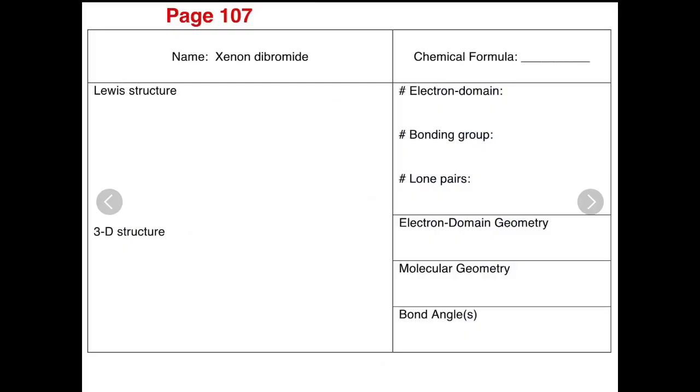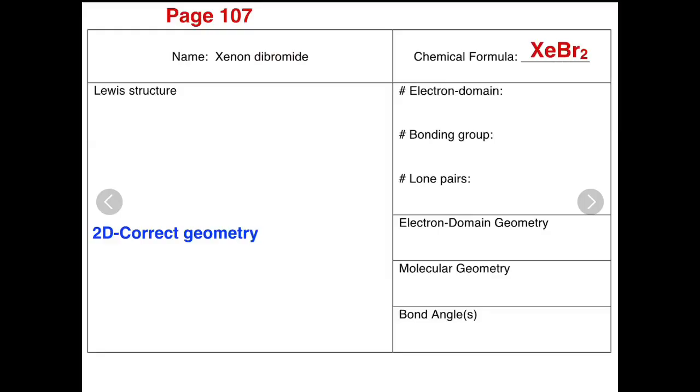Okay, so xenon dibromide. What should be the chemical formula of this? Xenon is Xe. So it's going to be XeBr2, right? Xenon dibromide. Okay, so this is a molecular compound because it contains 2 nonmetals.